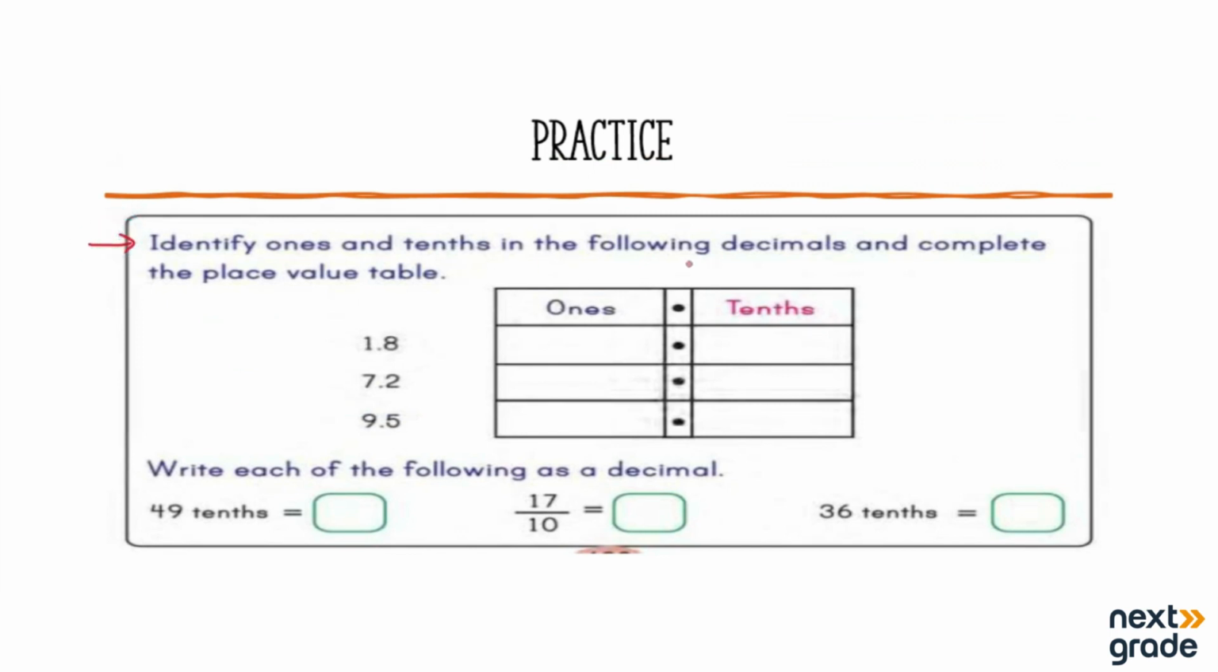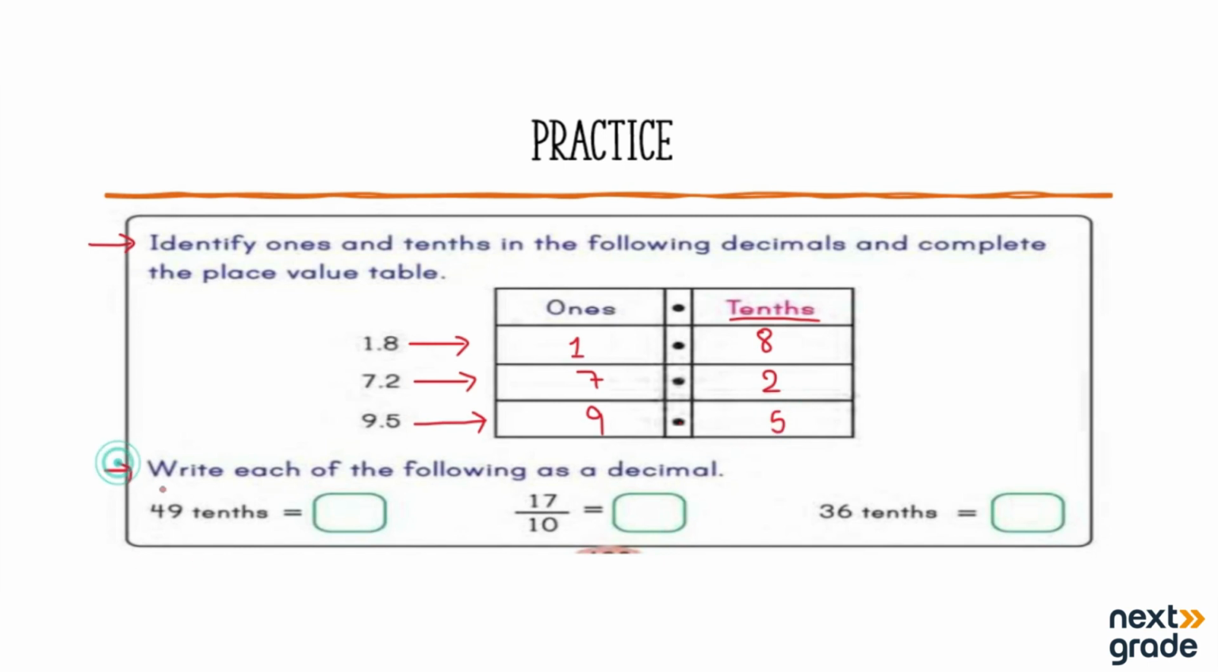Identify the ones and tens in the following decimals and complete the place value chart. So we have a number 1.8. Here the 1 is at ones place, the point is the decimal, and then 8 is at the tenths place. Then we have 7.2, where 7 is at ones place and 2 is at tenths place. Why? Because it is after the decimal number. After the decimal, what place value starts? Tenths. Similarly, 9.5, where 9 is at ones place, then comes the decimal, and on the right side of the decimal we can see the tenths number, that is 5.